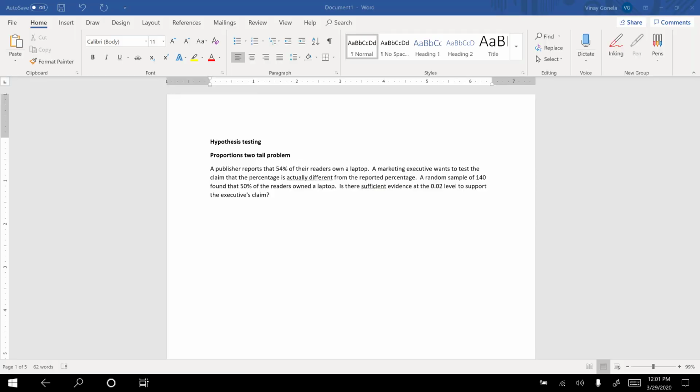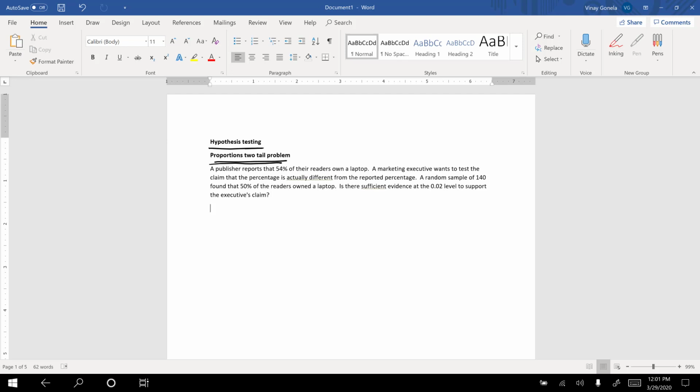Hello class, in this lecture I will be talking about hypothesis testing, proportions problem with two-tail. So I will use this problem to solve and understand the concept of proportions for a two-tail problem.